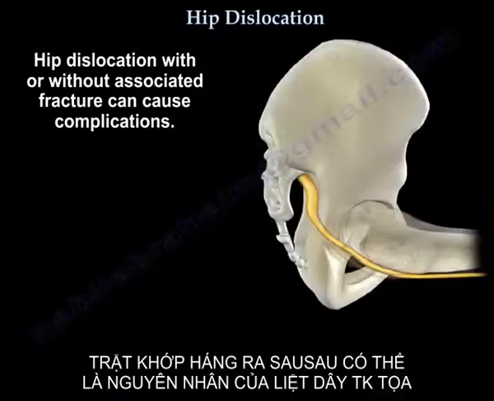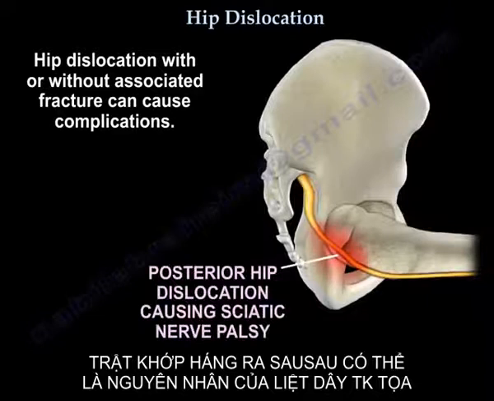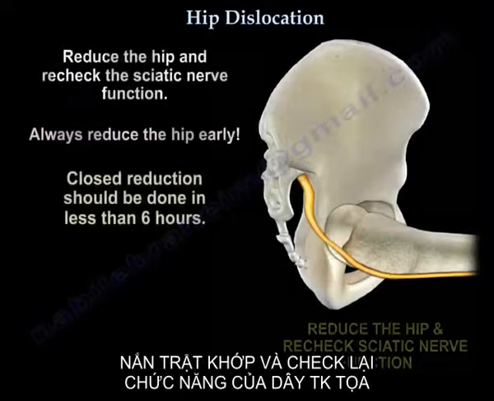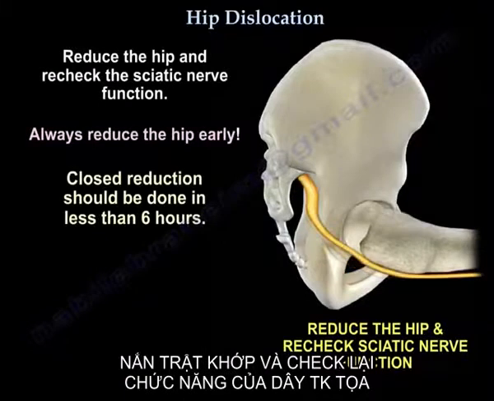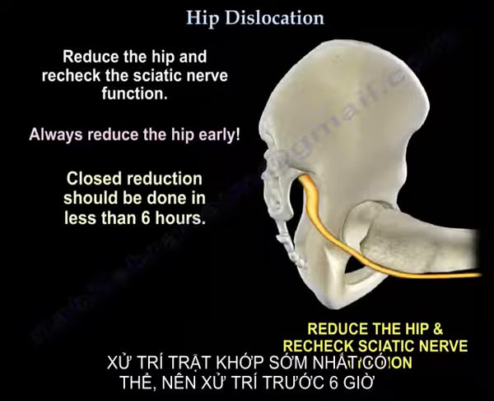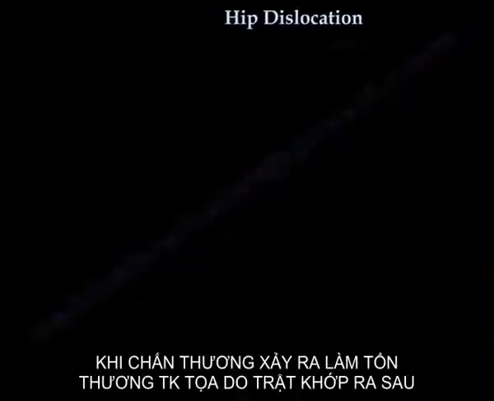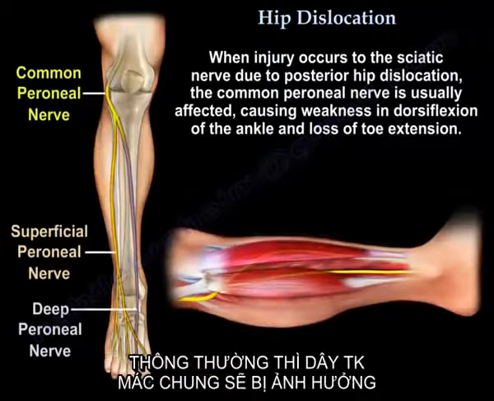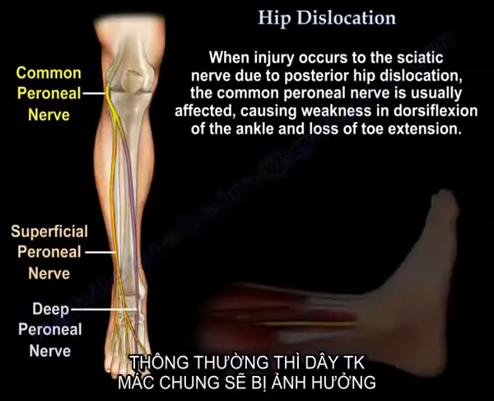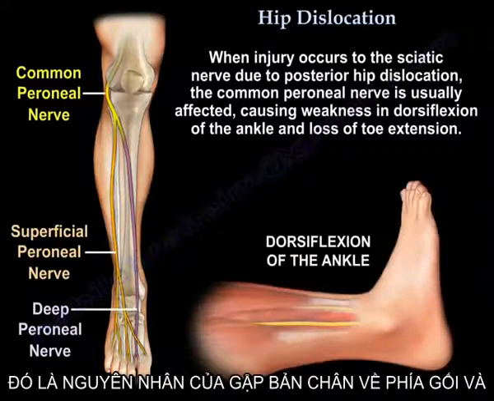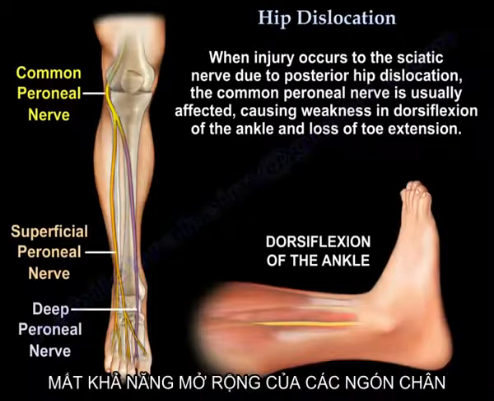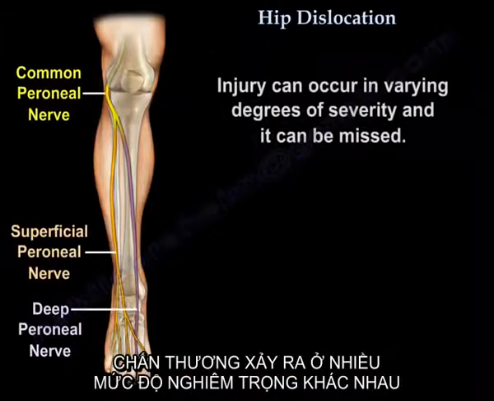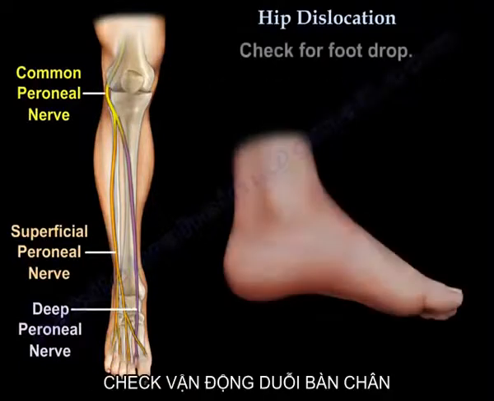Posterior hip dislocation can also cause sciatic nerve palsy. Reduce the hip and recheck the sciatic nerve. Always reduce the hip early. Closed reduction should be done in less than 6 hours. When the injury occurs to the sciatic nerve due to the posterior hip dislocation, the common peroneal nerve is the nerve that's usually affected, causing weakness of dorsiflexion of the ankle and loss of toe extension. Injury can occur in varying degrees of severity and it can be missed. Check for foot drop.